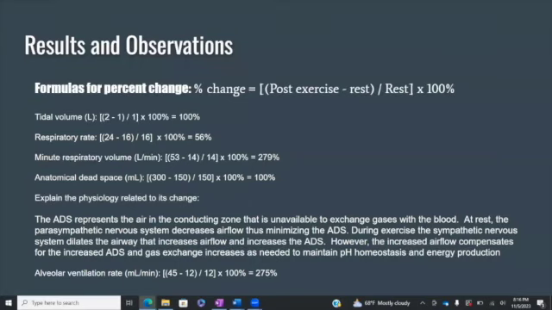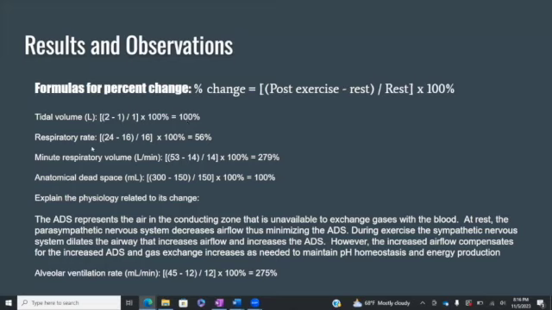So today we'll be going over the results and observations for Lab 11. It'll be about the formulas for percent change and the outcomes for those. The formula for percent change is post-exercise data minus at rest, divided by at rest, and then you multiply that by 100%. The tidal volume was the first piece of data that we did this for, and it was in liters, so it was 2 liters minus 1 liter divided by 1 times 100. That was a 100% change because it was doubled.